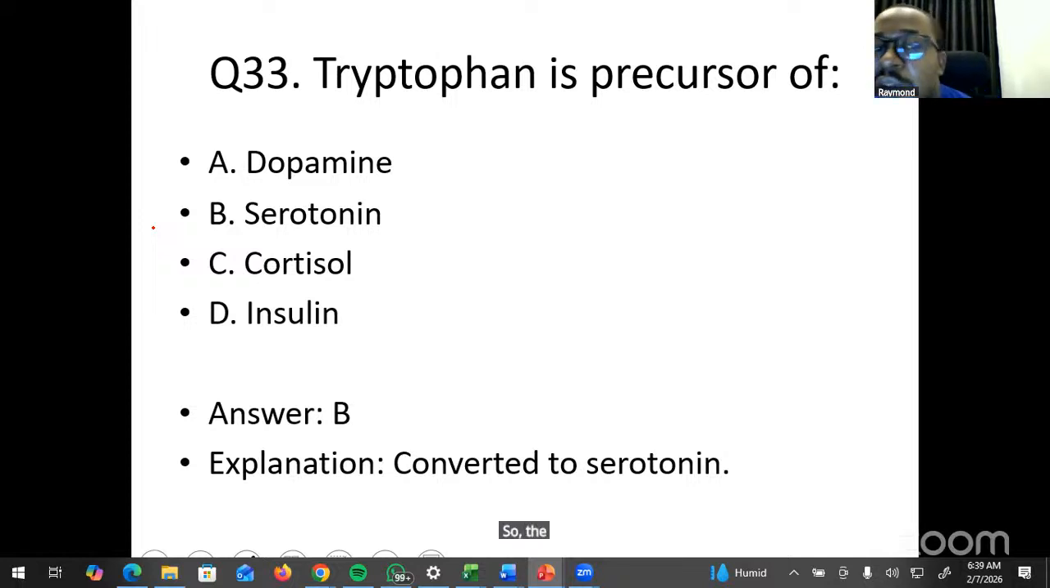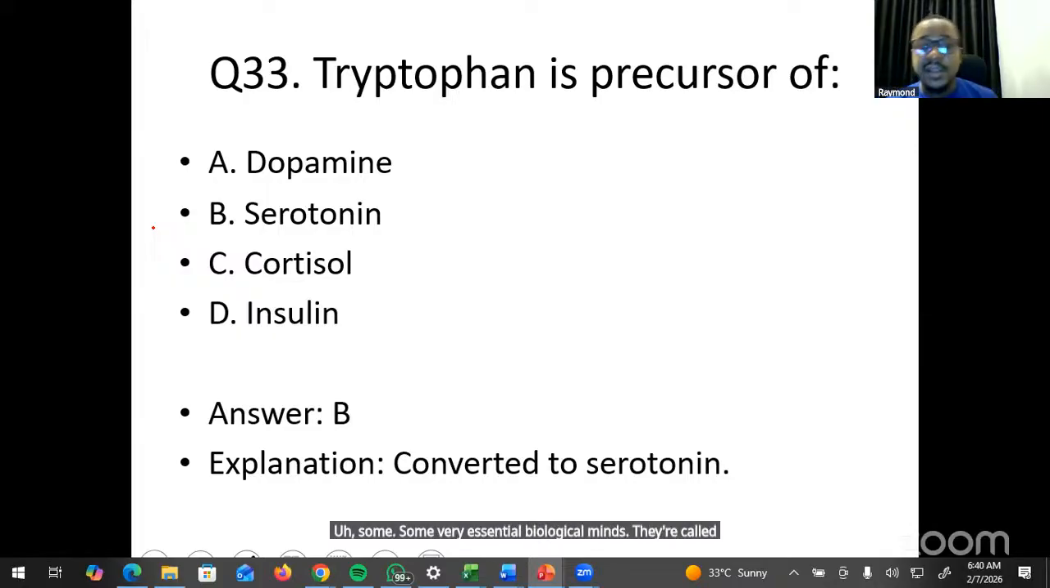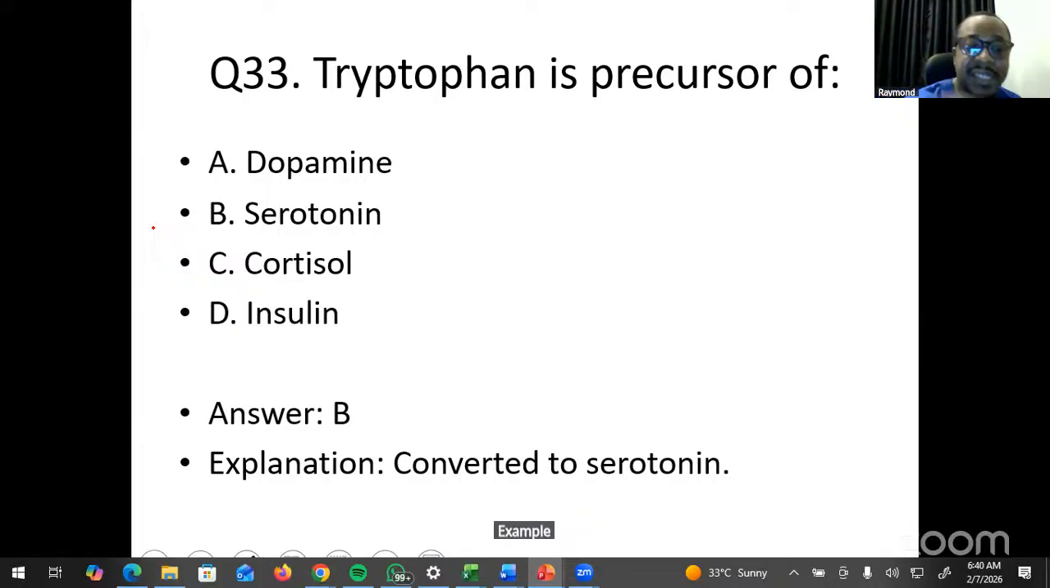So tryptophan is a precursor of serotonin. Tryptophan is an amino acid that is used to build some very essential biological amines. They're called biological amines. An example is serotonin. Tryptophan is used to synthesize serotonin.